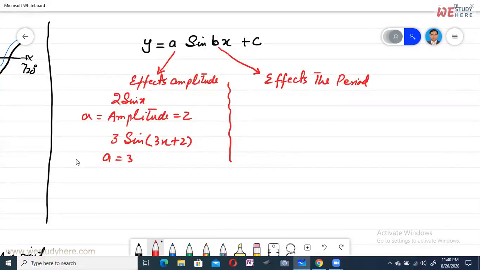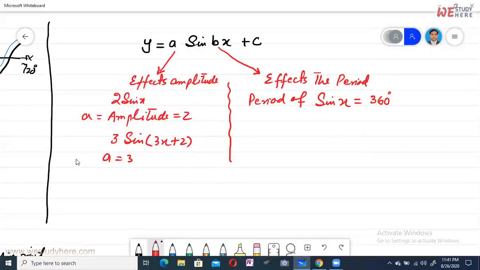Now here in sine bx, this b affects the period. In the beginning of today's lecture we discussed the period of trigonometric functions. First of all, we are writing here the period of sine. Period of sine x, I told you, that is 2 pi radian or 360 degree.